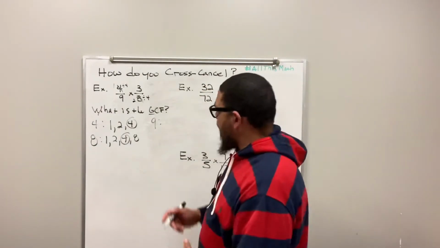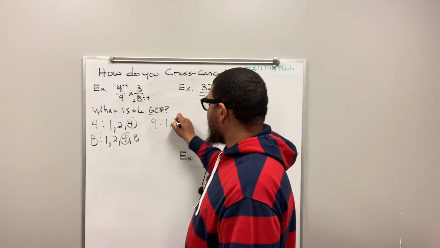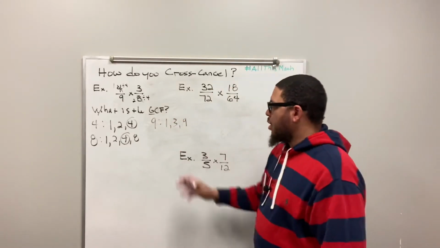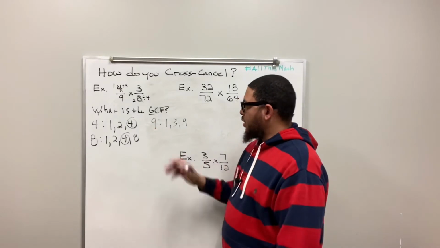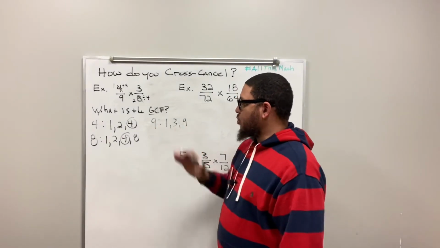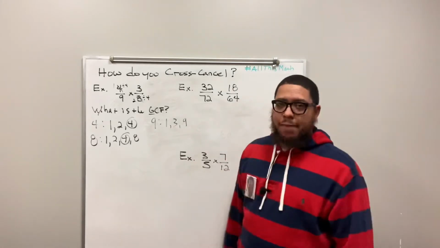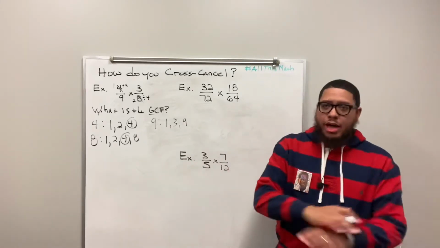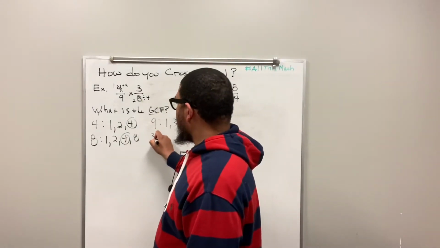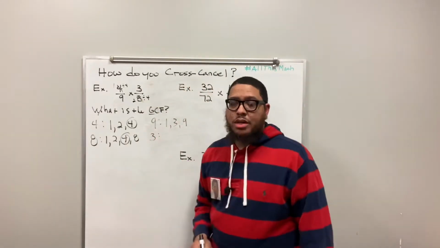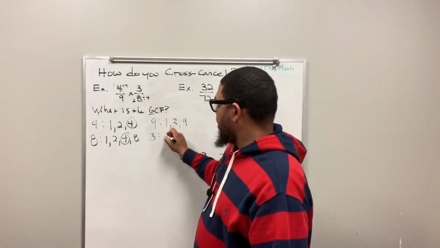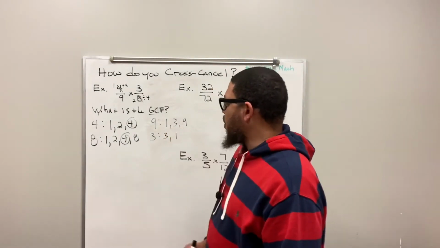The factors of 9 are 1, 3, and 9. Those are the factors of 9. 1 times 9 gives you 9. 3 times 3 gives you 9. 9 times 1 gives you 9. 9 only has 3 factors. Now we do the same thing for 3. Now 3 happens to be a prime number. 3 only has 2 factors, 1 and itself. So we got 3 and we got 1.